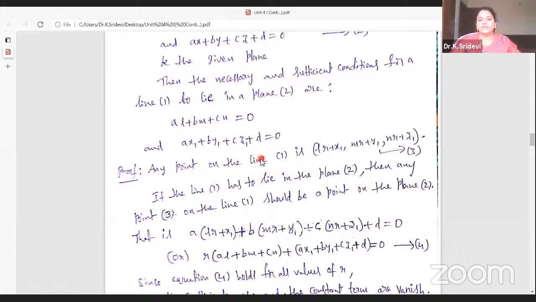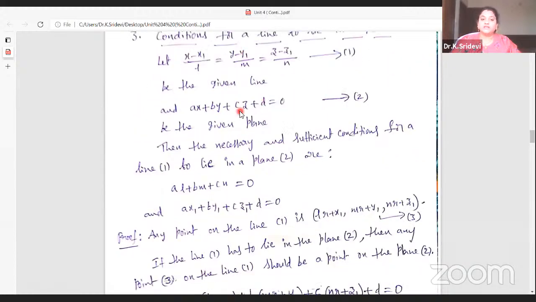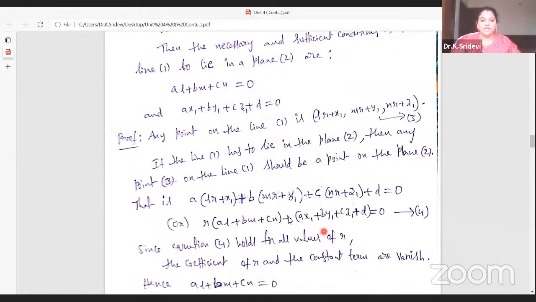If this line has to lie in plane 2, that is, the given line lies in the plane, then definitely any point on this line also lies in the plane ax plus by plus cz plus d equal to 0. If this point lies on the plane, it satisfies the plane equation. So take the x, y, z values from this point in place of x, y, z in the plane: a into lr plus x1, plus b into mr plus y1, plus c into nr plus z1, plus d equal to 0.